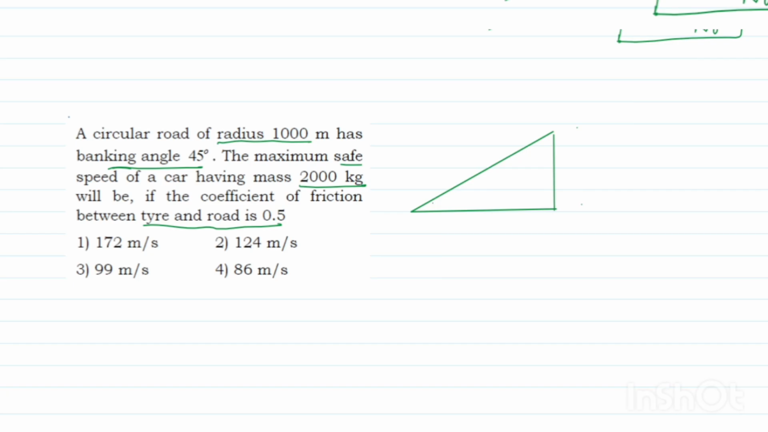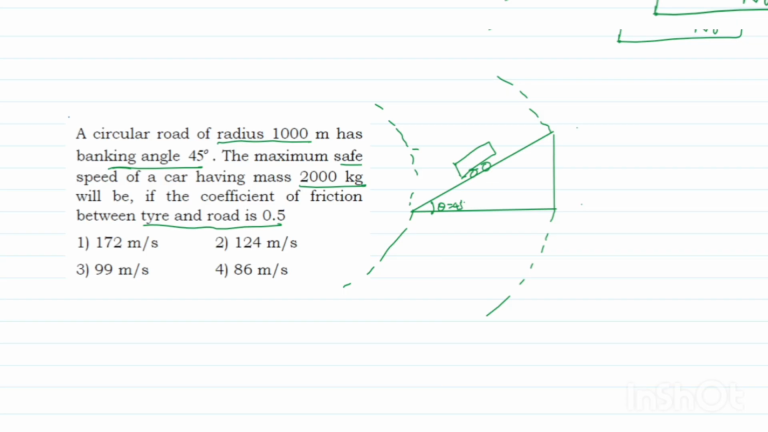Let us take one vehicle moving on a curved path on a circular road. This is a vehicle, and this is the curvature. It's making an angle theta, and let us take theta as 45 degrees. This value will be 45 degrees.